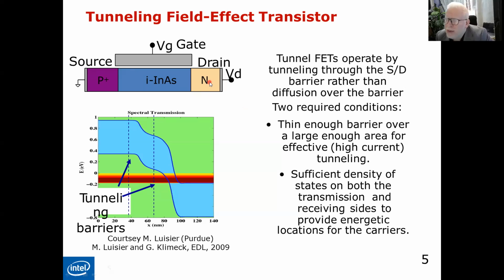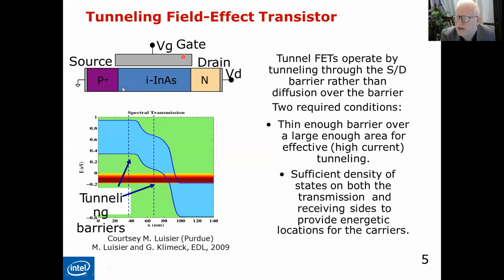What we mean by a PIN junction is simply that we have a p-doped material, an intrinsic material, and then an n-doped material. As you can see here, there is a source and a drain. If we make some sort of analogy or comparison between ordinary MOSFETs and tunneling field effect transistors, we will find as follows.